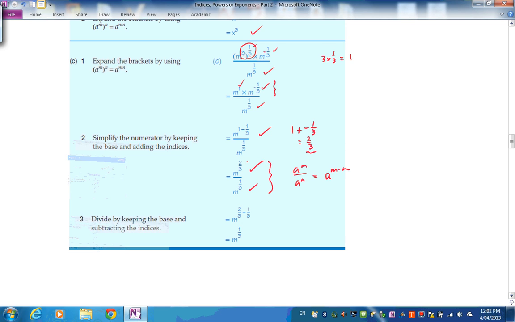One of our rules: it's going to be the top power minus the bottom. There it is, 2/3 take 1/3. What's 2 dogs take 1 dog? It's 1 dog. So it's m to the 1/3. A lot of extraneous maths here, working with fractions, working with positive and negative numbers that you have to recall.